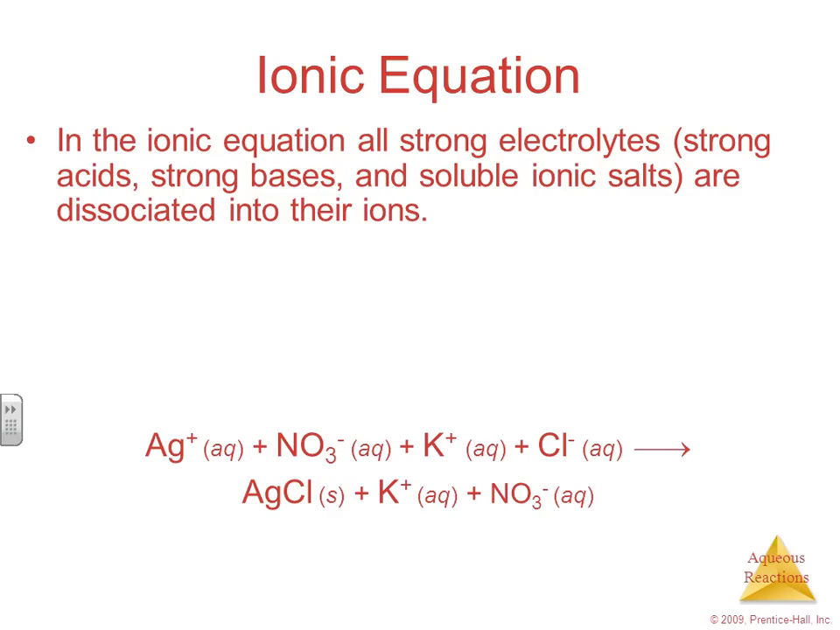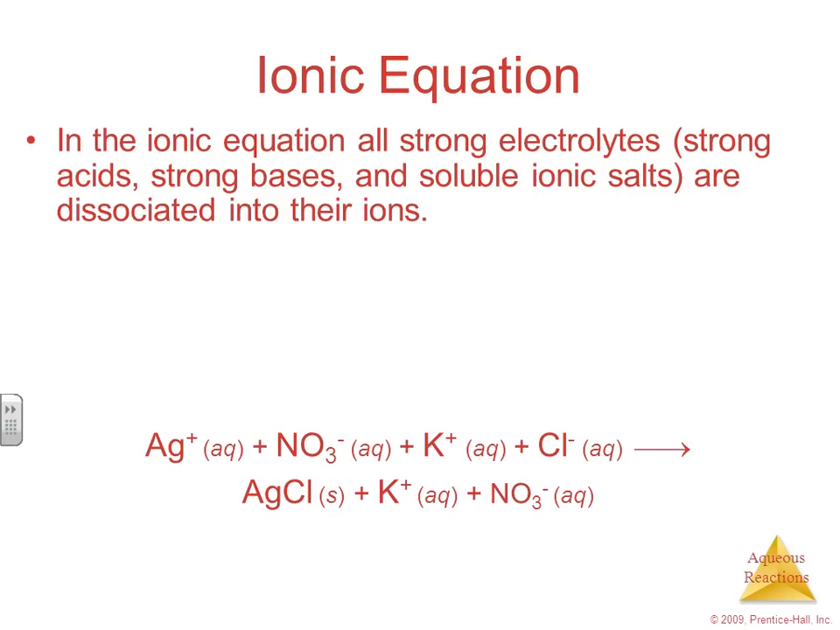In the ionic equation, all strong electrolytes, which would be strong acids, strong bases, and your soluble ionic salts, are dissociated into their ions. And that's because that's how they really exist. They've dissociated 100% into their ions if they're a strong electrolyte. So AgNO3, well, that's a water-soluble substance, so it really doesn't exist as AgNO3 aqueous. It's Ag+ floating around and NO3-. KCl was aqueous, same thing. It's actually K+ and Cl- floating around.